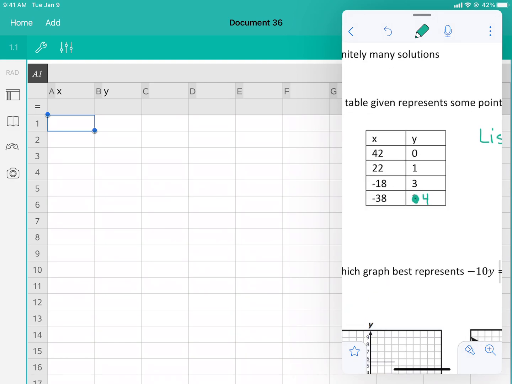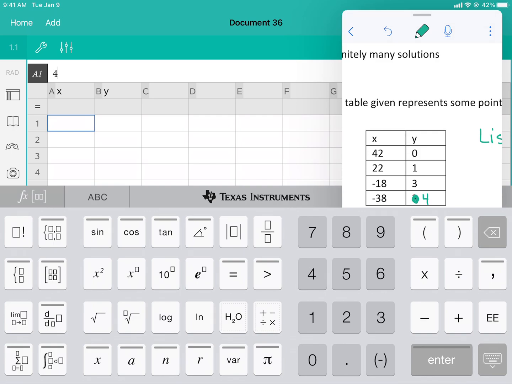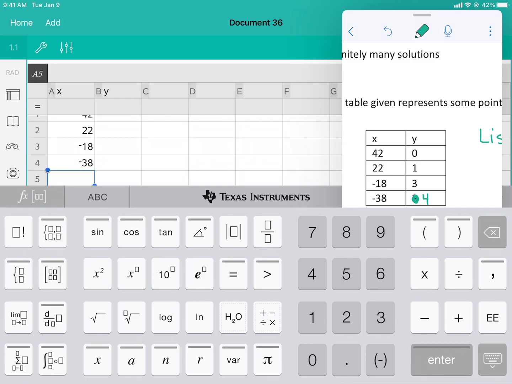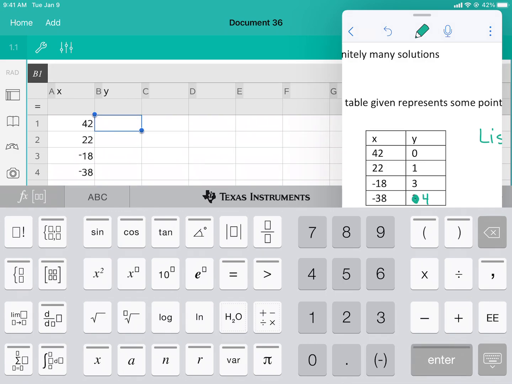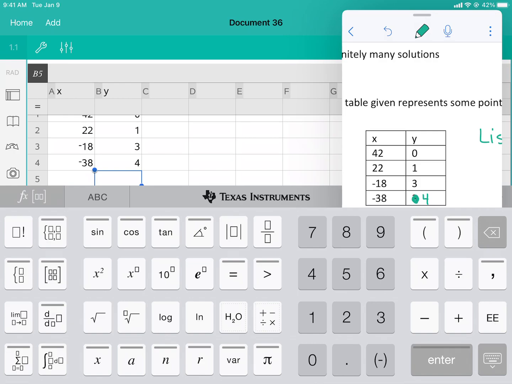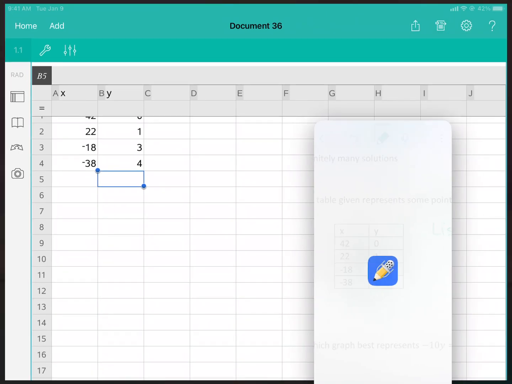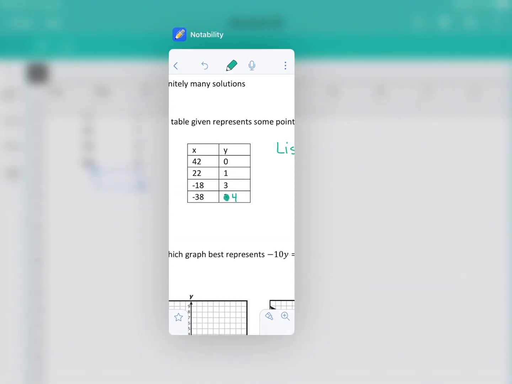Okay, and I'm going to type it in. Everything in the X column under X. So I have 42, 22, negative 18, negative 38. And then everything under Y, under our Y column: 0, 1, 3, and 4. So now that I have everything put in, I'm going to go ahead and hopefully get rid of my notes.